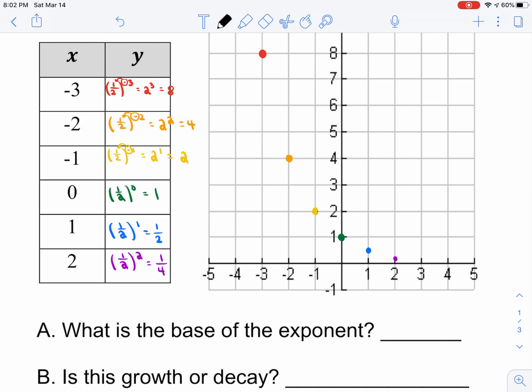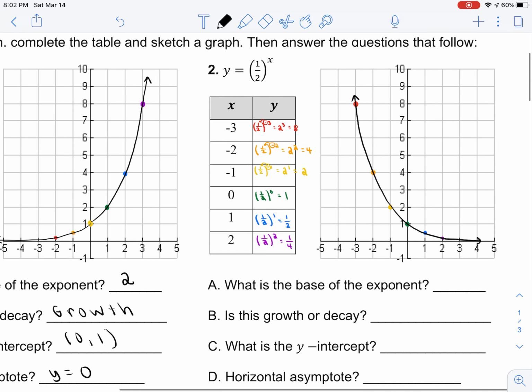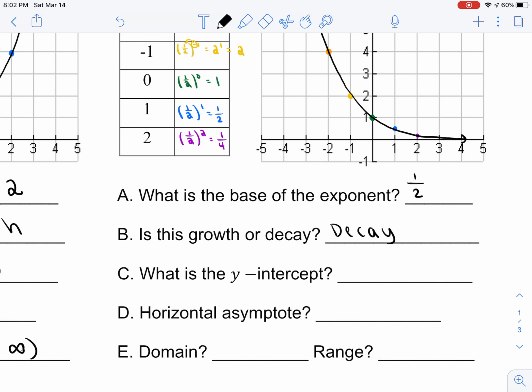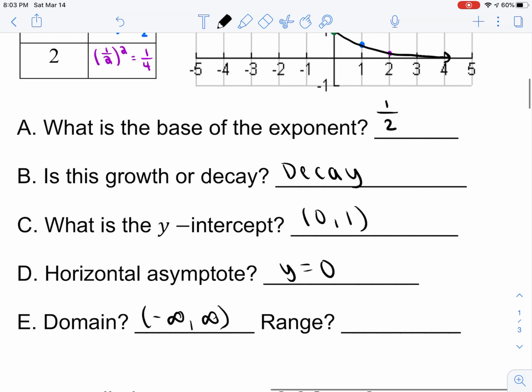Now we can connect the points as we did with the other problem. And you will see a lot of similarities, but then also some differences. This time the base of our function was 1/2. And we are seeing that this is actually decreasing left to right, therefore showing us decay. The y-intercept of this graph is also 1, and the horizontal asymptote is also at 0. The domain is negative infinity to infinity again. No restrictions on x. We can sub in any number, as you saw, but the range is restricted. We are always above that asymptote.